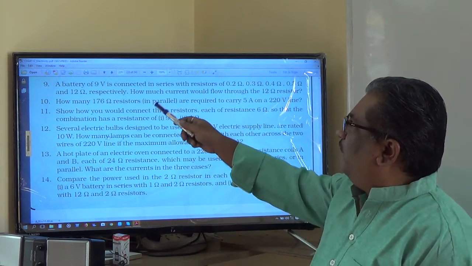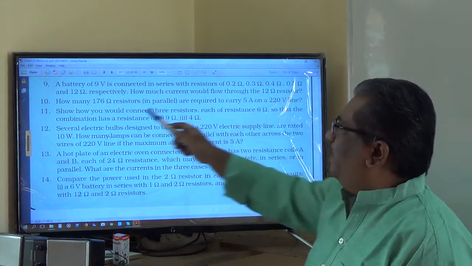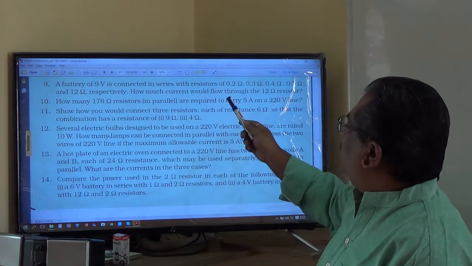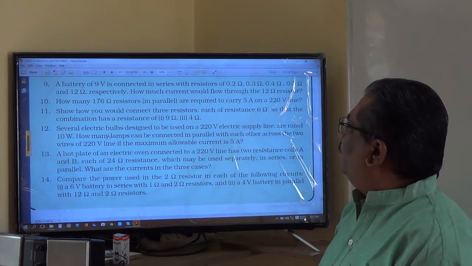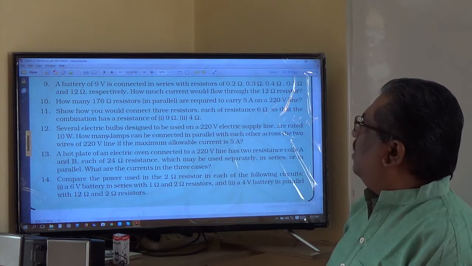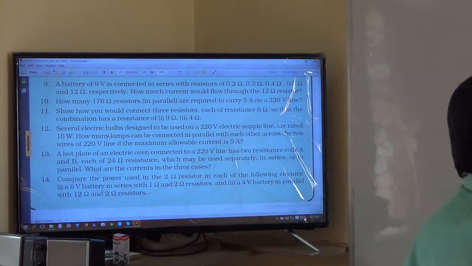A battery of 9 volt is connected in series with so many resistors. How much current would flow through 12 ohm resistor is the question. Through 12 ohm resistor, what is the current that flows through? So how do you find out? Let me solve this one, ninth one.